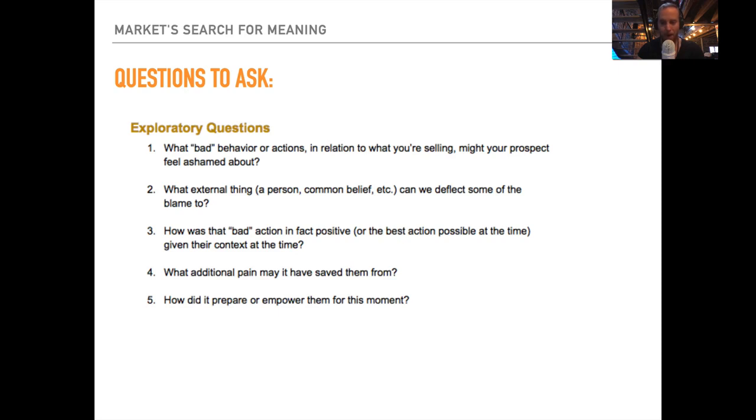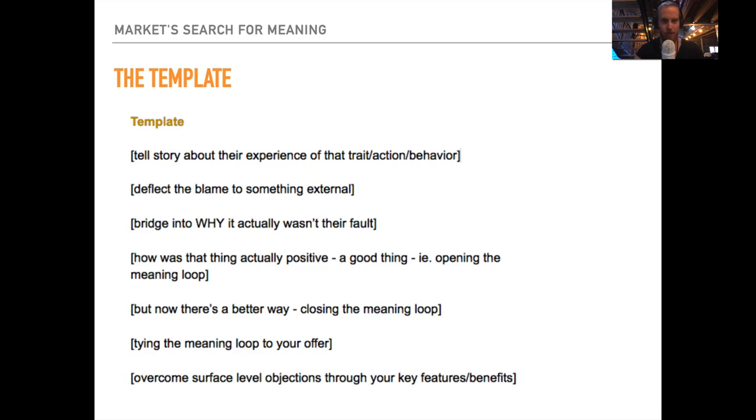And then how did it prepare or empower them for this moment? A lot of people like to buy when it just feels like it's that perfect time and all roads have led here. So how did that initial misstep and what they went through empower them to take the action right now that you're asking them to take? Cool. So the template, which you'll see in action in just a minute, goes like this.